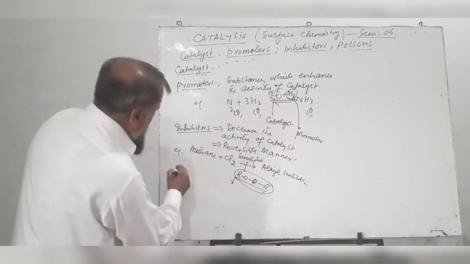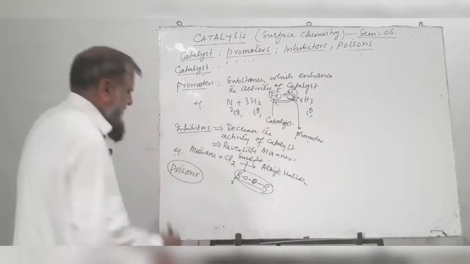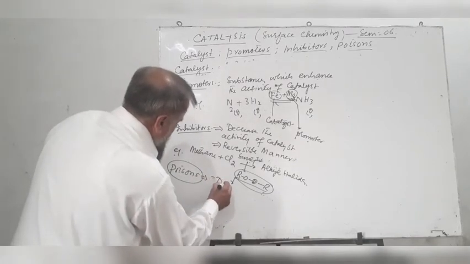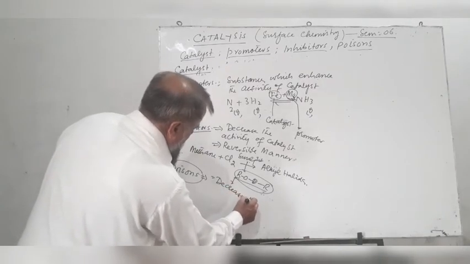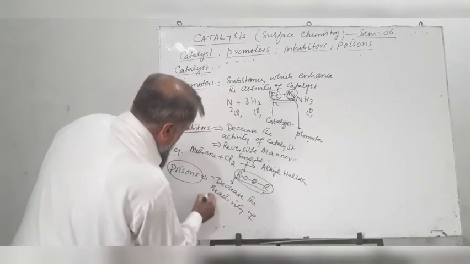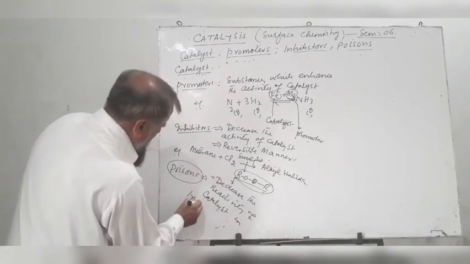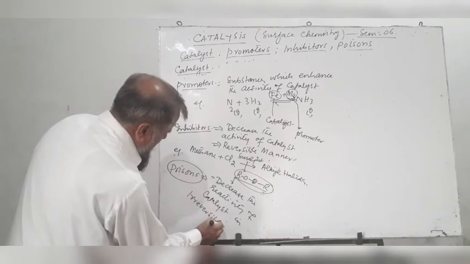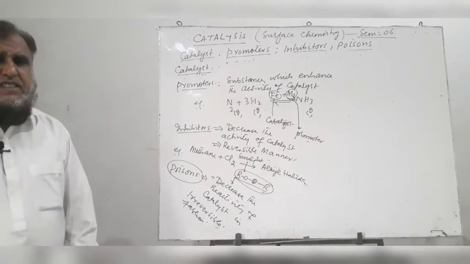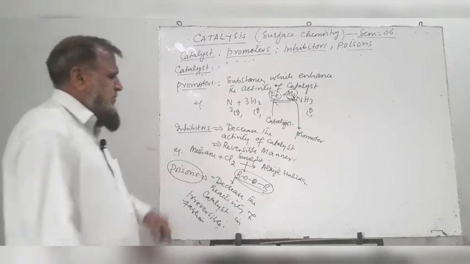Next are poisons. Poisons are the chemicals which decrease the reactivity of catalyst in irreversible fashion. It means that if the activity of catalyst is decreased by using poisons, we cannot restore the activity. It will be permanently poisoned.